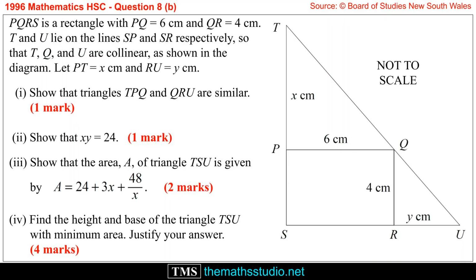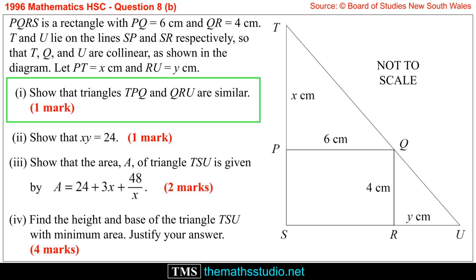Question 8, Part B. PQRS is a rectangle with PQ equals 6 centimeters and QR equals 4 centimeters. T and U lie on the lines SP and SR respectively, so that T, Q and U are collinear, as shown in the diagram. Let PT equal X centimeters and RU equal Y centimeters. Part 1. Show that triangles TPQ and QRU are similar.